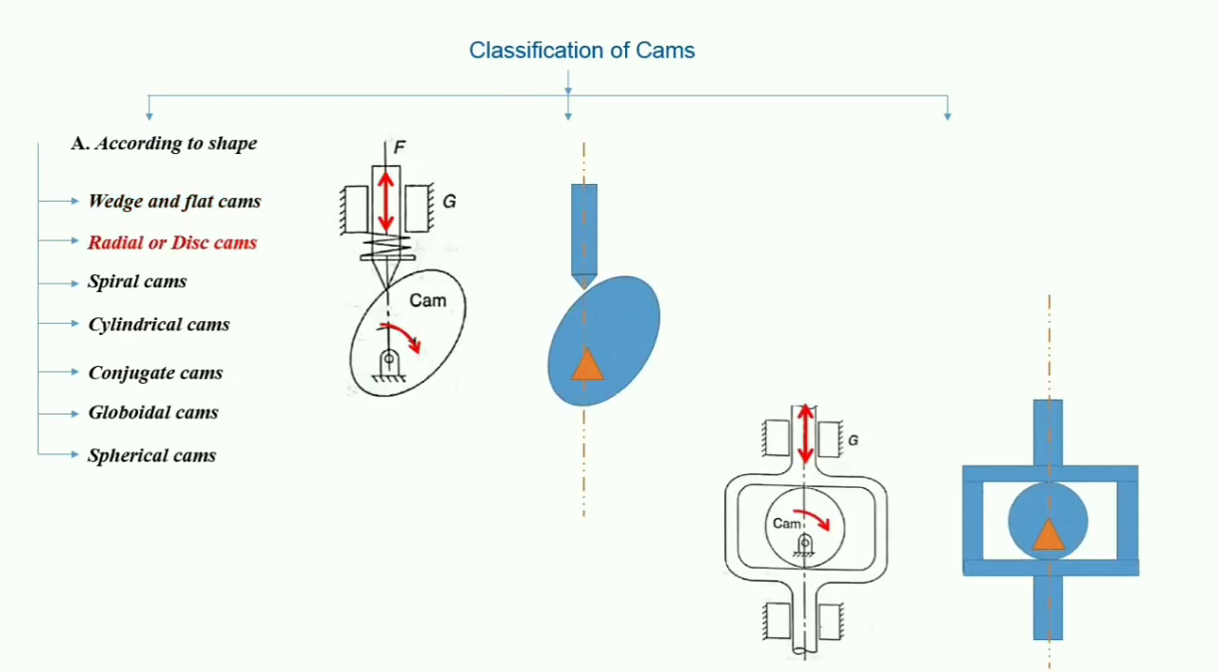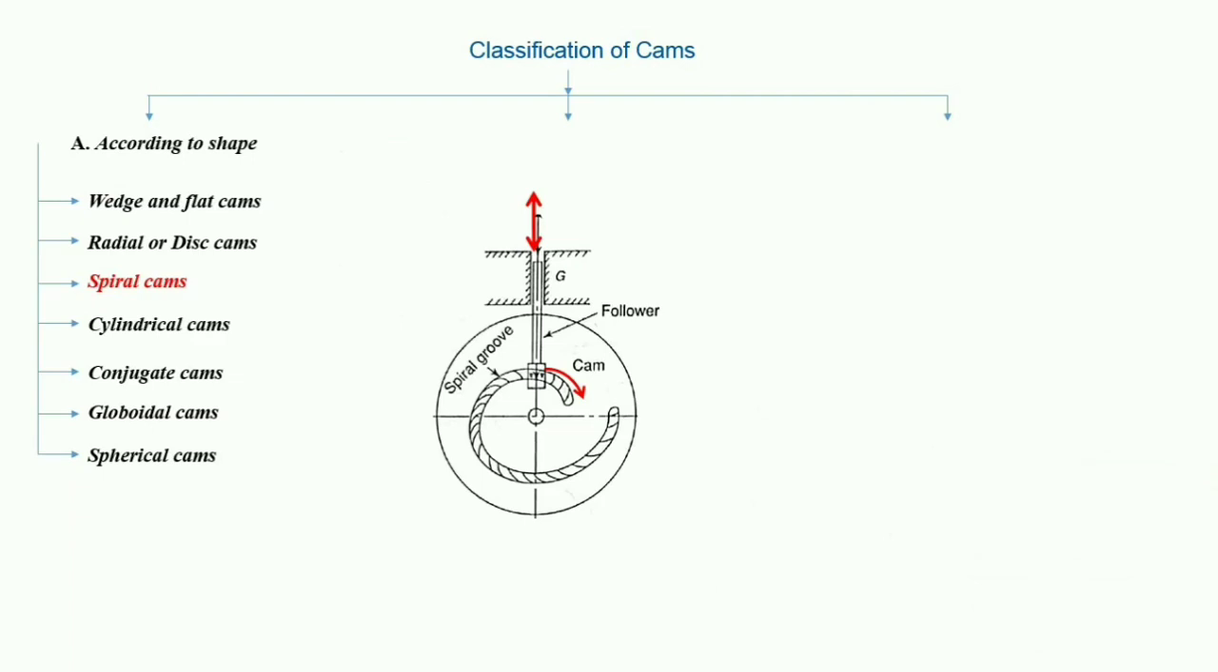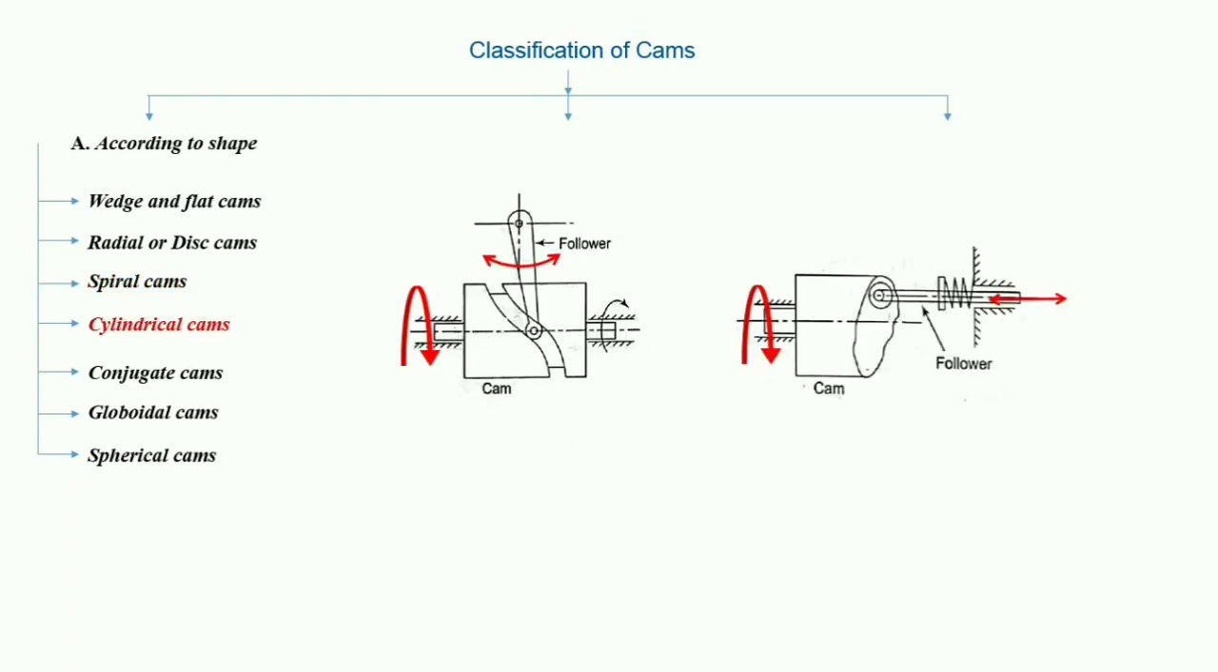Second one is radial or disc cam. A cam in which the follower moves radially from the center of rotation of the cam is known as a radial or disc cam. Radial cams are very popular due to their simplicity and compactness. Third one is spiral cam. It is a face cam in which a groove is cut in the form of spiral. The spiral groove consists of teeth which mesh with a pin gear follower, and this type of cam has very limited use.